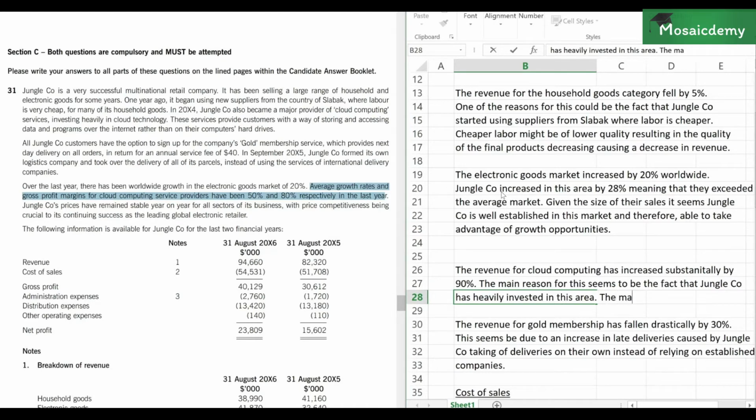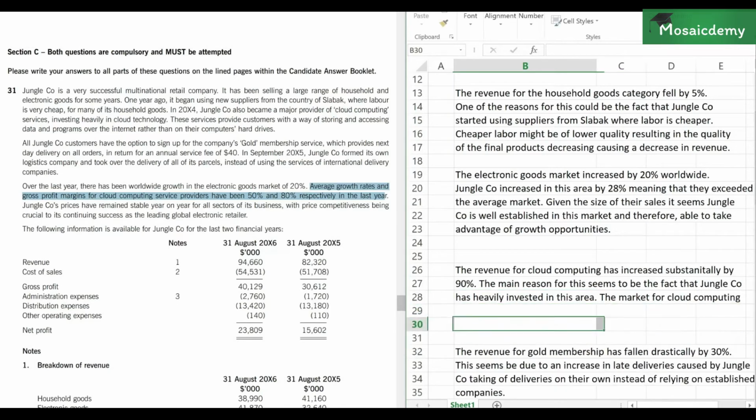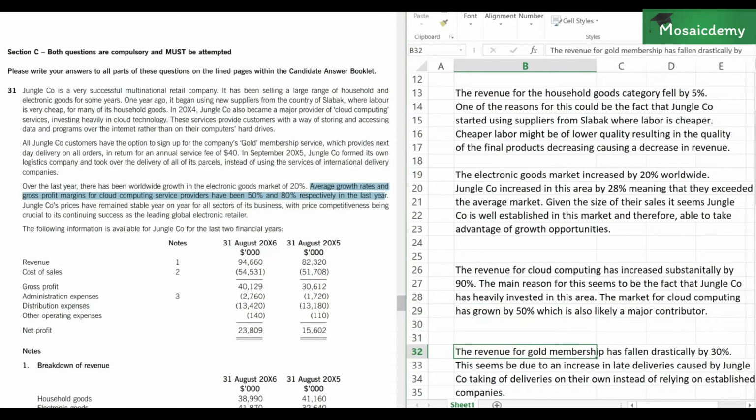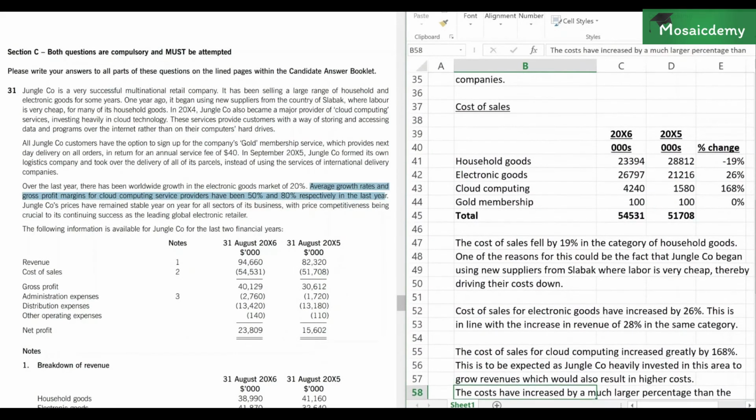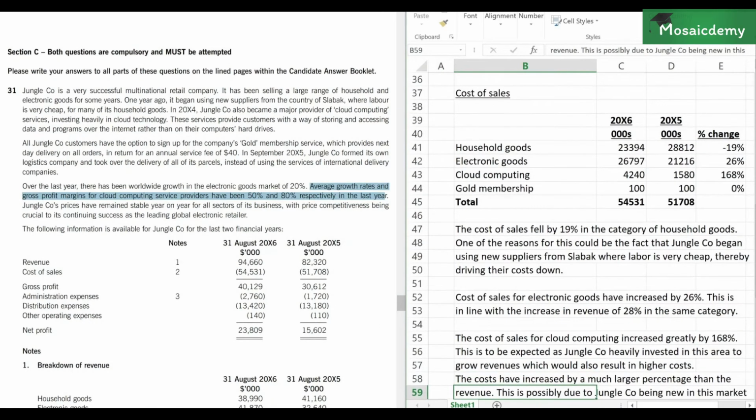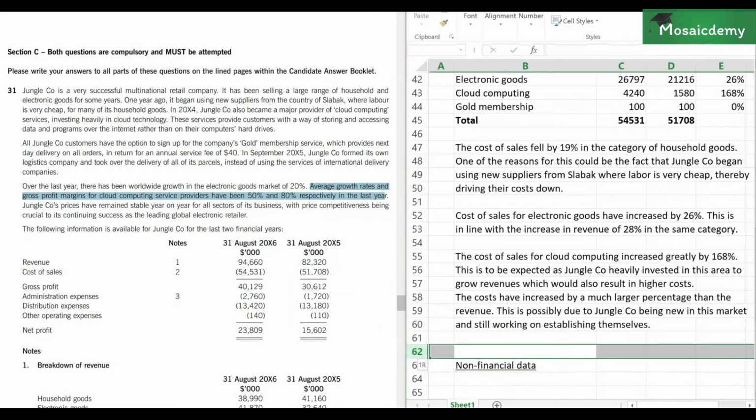The market for cloud computing has grown by 50%, which is also likely a major contributor. Okay, so that's that. After that, 80% gross profit margin. Once again, we can also talk about the gross. Okay, let's calculate the gross profit margin in a separate heading.